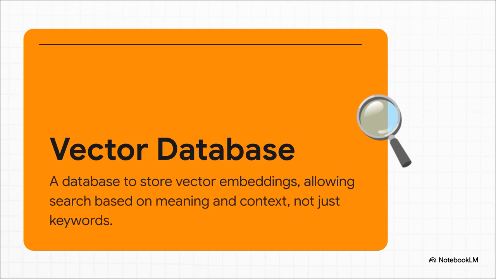That's where a vector database comes in. Now, this isn't your normal database that just looks for keywords. Oh no, this thing searches for related concepts. It's less like a filing cabinet and a whole lot more like a library of ideas. It lets us find things that are conceptually similar, even if they don't use the exact same words.